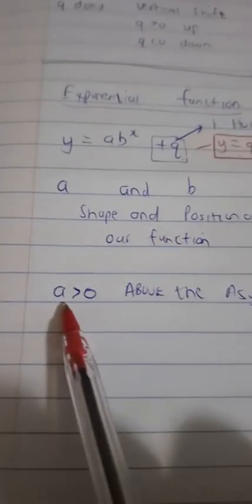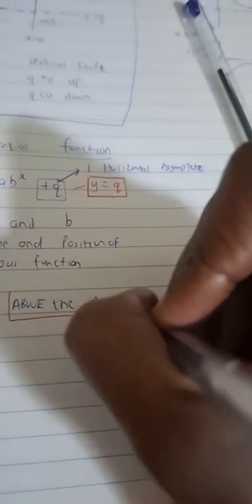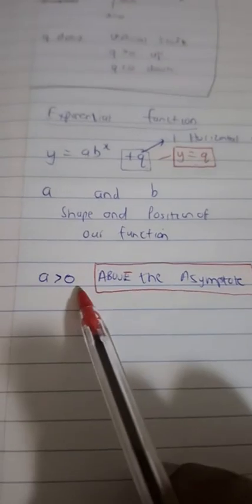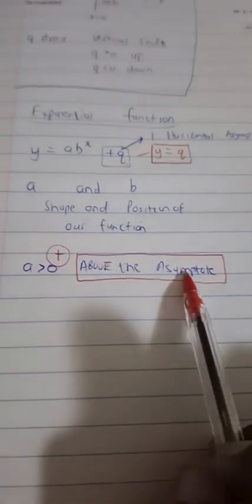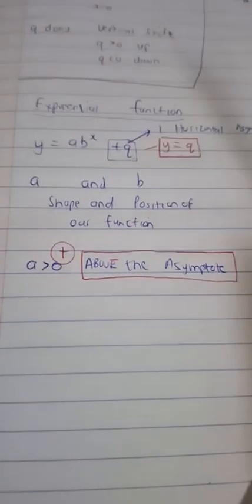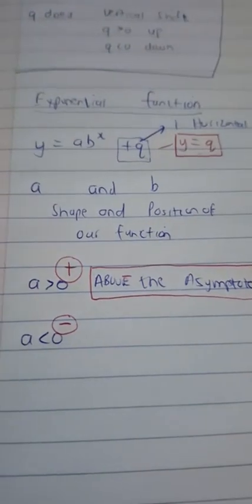Now, when a is greater than 0, you can expect to find the function above the asymptote. Are you with me? If a is greater than 0, in other words, when a is positive, you expect to find the function above the asymptote. Okay, then when a is less than 0, in other words, when the a value is negative, don't worry, when we do examples, when you do actual problems, the asymptote will become clear to you.